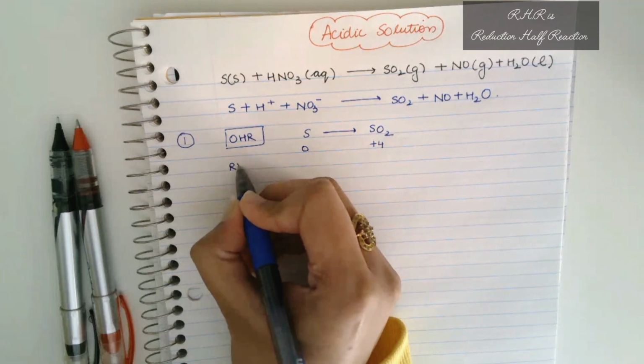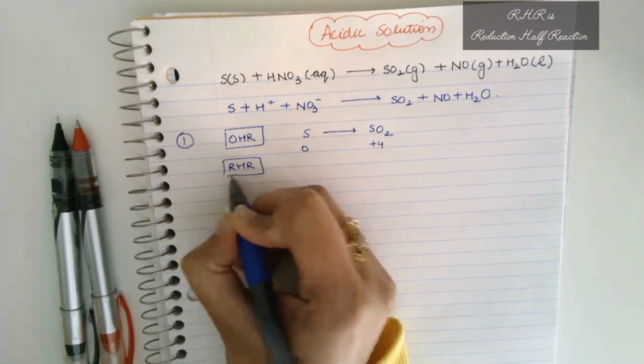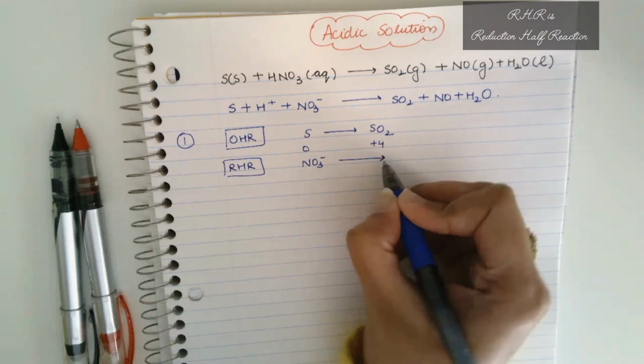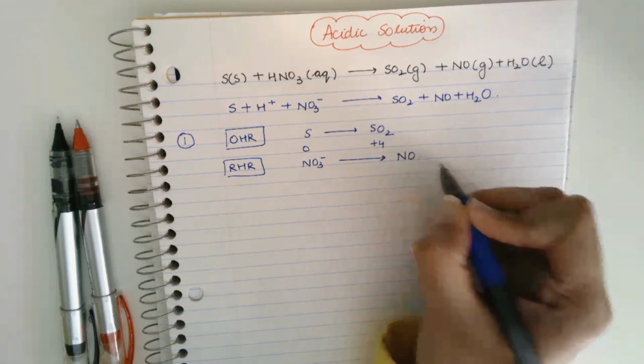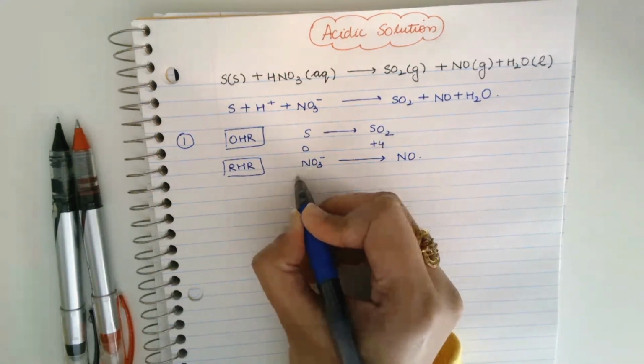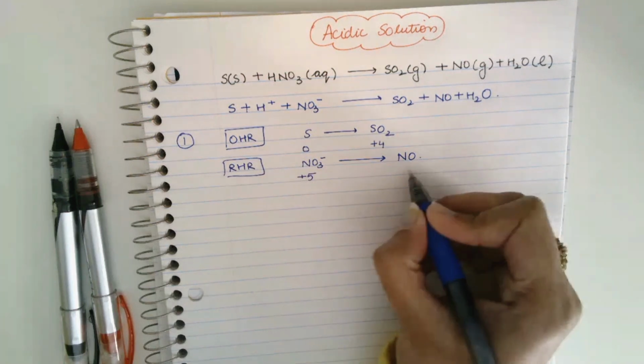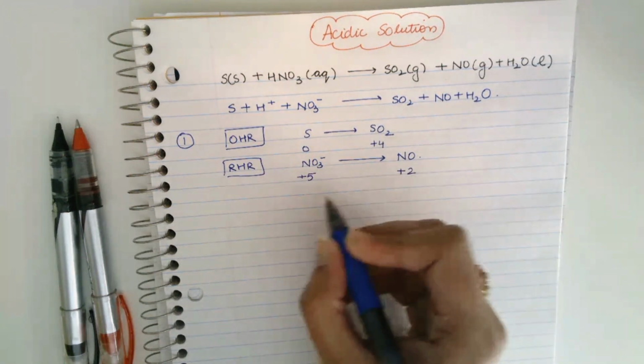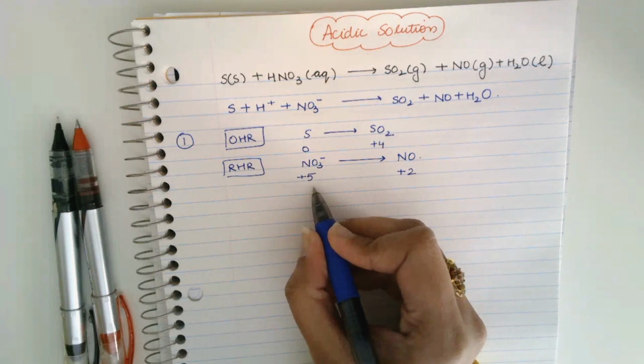For the reduction half reaction, we have NO3- gives NO. The oxidation state for NO3 is +5 and the oxidation state for NO is +2. Therefore, there is a gain of electrons.